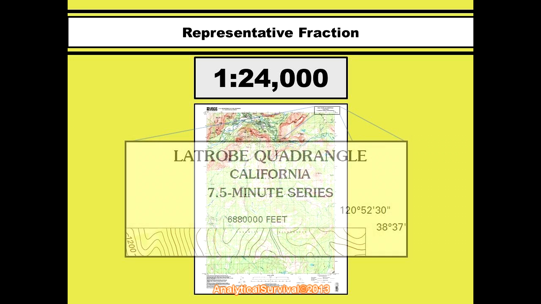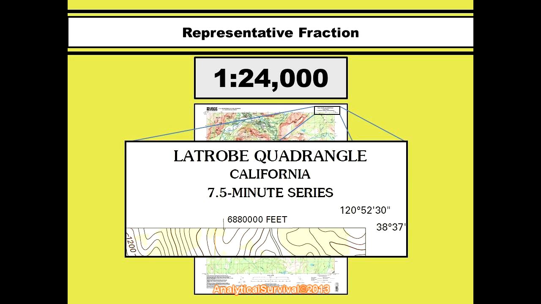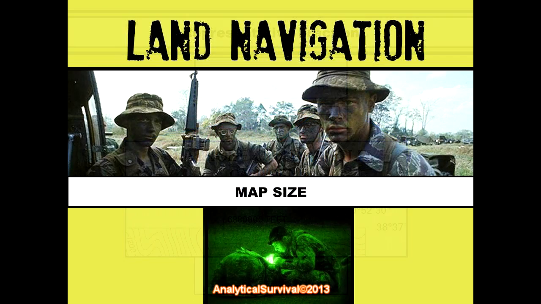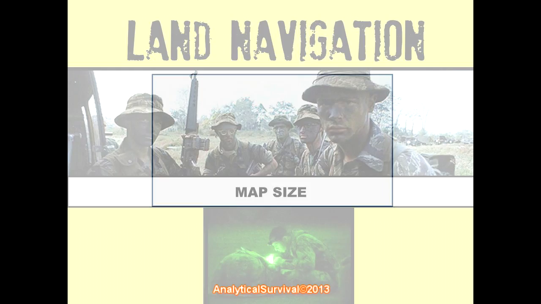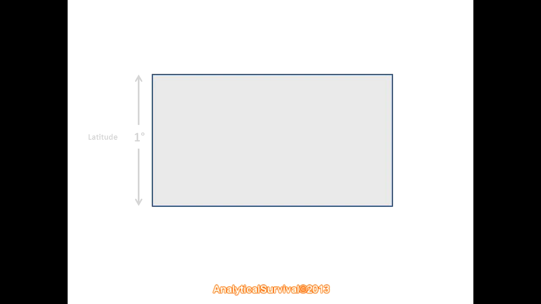Great. But what about this over here in the upper right-hand corner? What does 7.5 minute mean? Okay, let's tackle that. Well, 7.5 minutes has to do with map size. And what I'm going to do here is begin my explanation of map size by starting off with a map covering a lot of area. We'll subdivide this area, and as we go, we'll eventually get down to a 7.5 minute map.